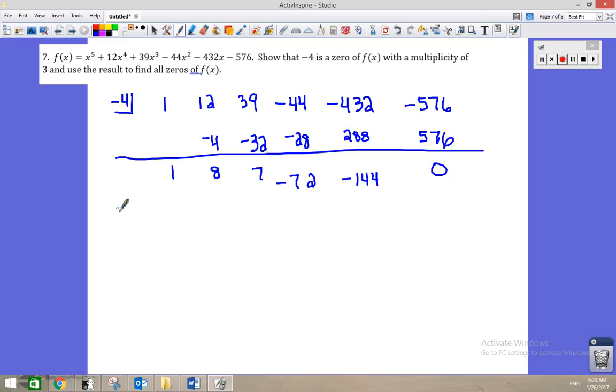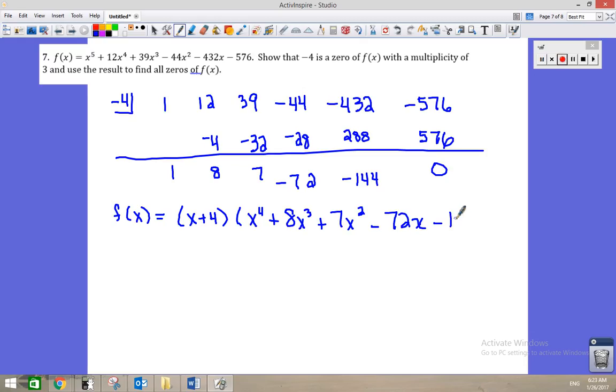So this f of x, I can write it in factored form as x plus 4. Since this was of degree 5, this now starts with degree 4: x to the 4th, 8x cubed, 7x squared, 72x minus this constant term.